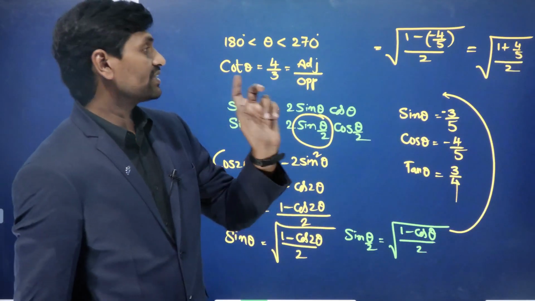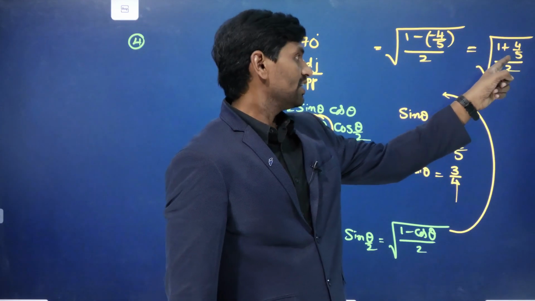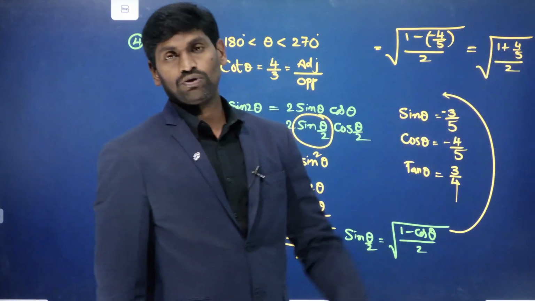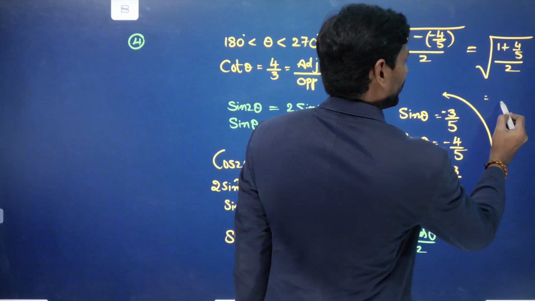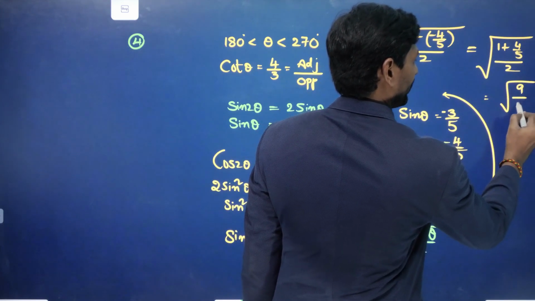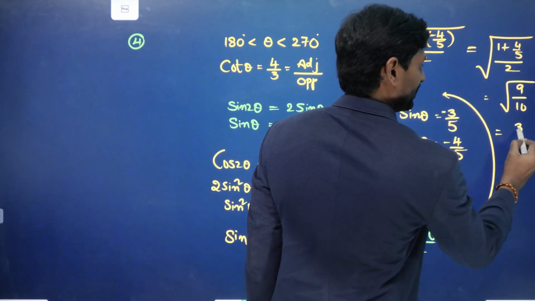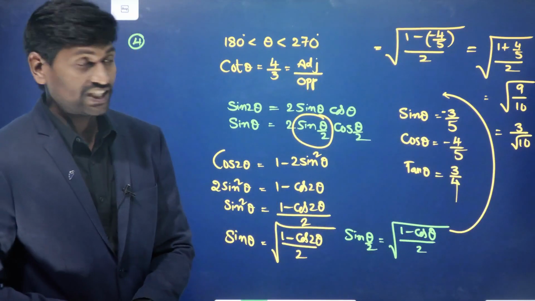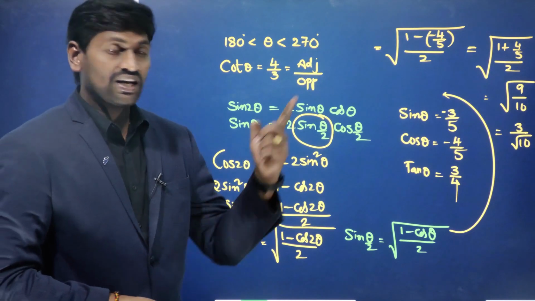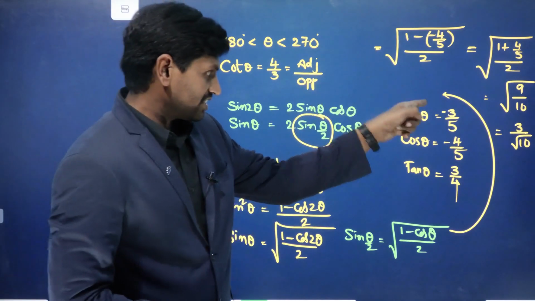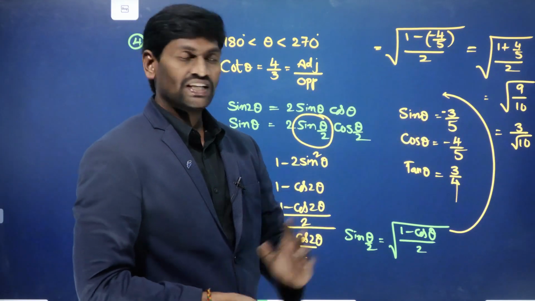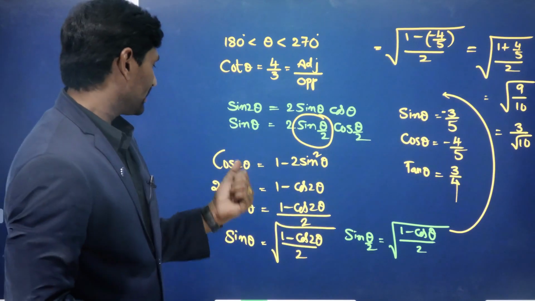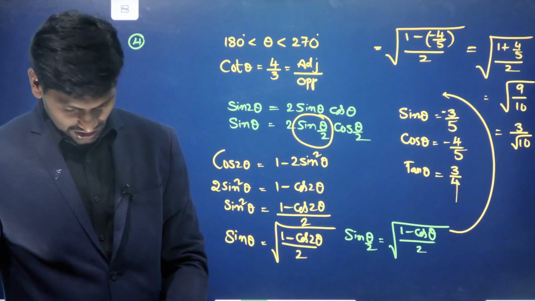It is looking like a mixed fraction, converted into improper. 5 ones are 5, 5 plus 4, 9. 9 by 5. Denominator already 2, so 9 by 10. So simply it is 3 by root 10, because 9 is a square number. Square root of 9 becomes 3. Square root of 10 is as it is. This is the sin theta value. Yeah, please check, children.